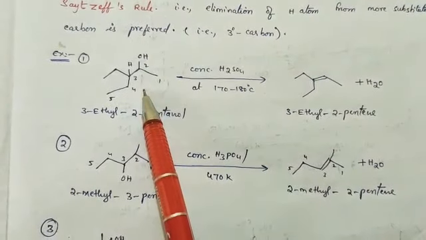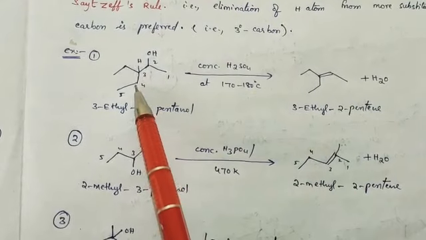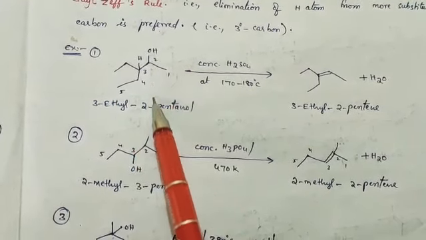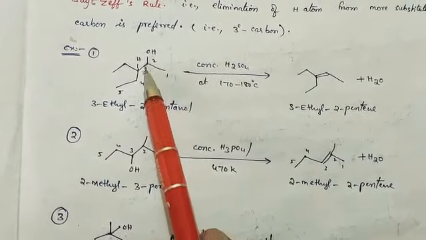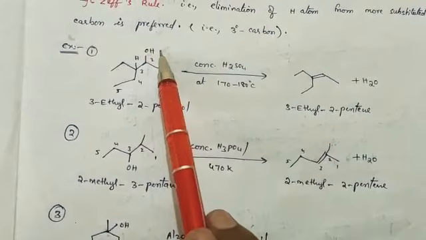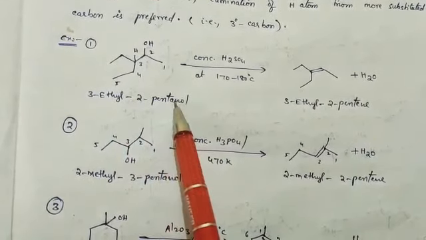Now let us consider some examples. First one is 3-ethyl. So CH2CH3 means ethyl. 3-ethyl 2-pentanol. 1, 2, 3, 4, 5. So 5 carbons we have pent. OH is there, ol. So 3-ethyl 2-pentanol.